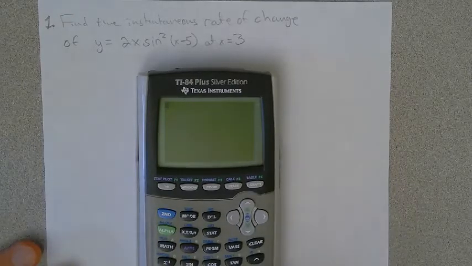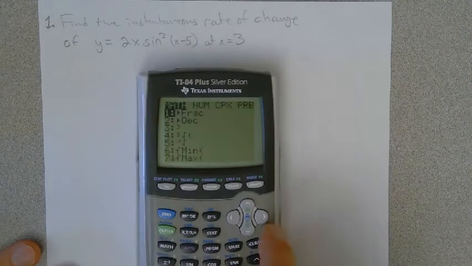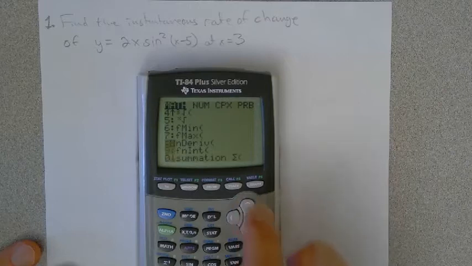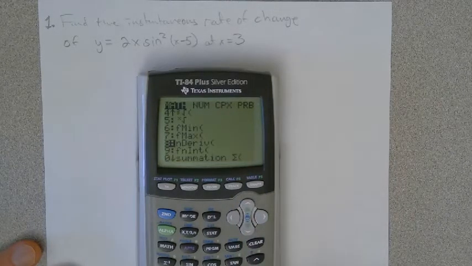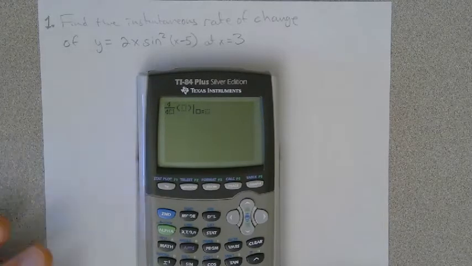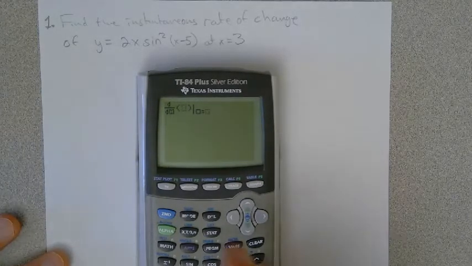Let's go ahead and jump right into it. The first thing we want to do is go under the math menu and scroll down. We see that there is a function in number 8 called nDeriv. This is asking for the numerical derivative. If you have a TI-83, it won't show up quite this nice. If you have an 84 with one of the new operating systems, then it's a lot more intuitive this way.